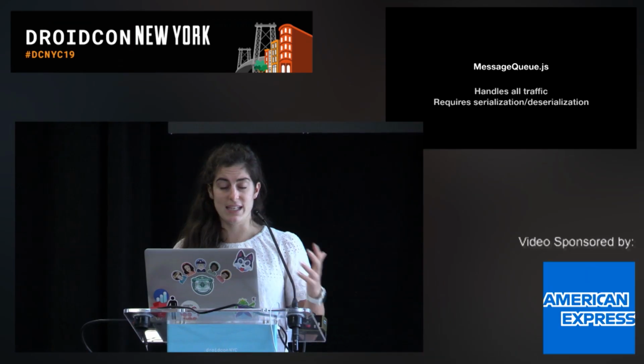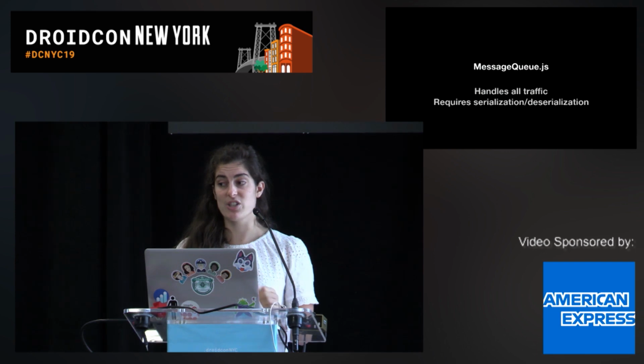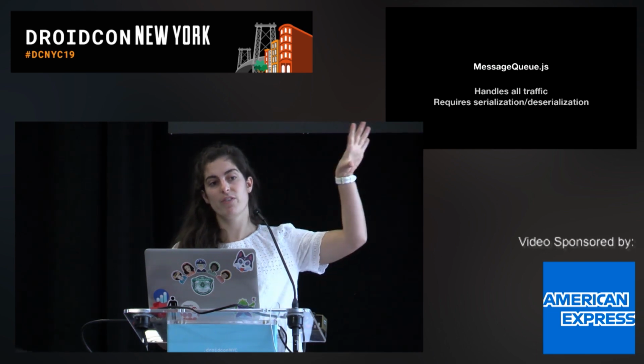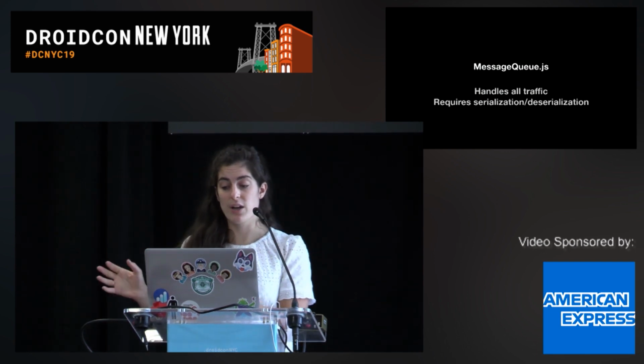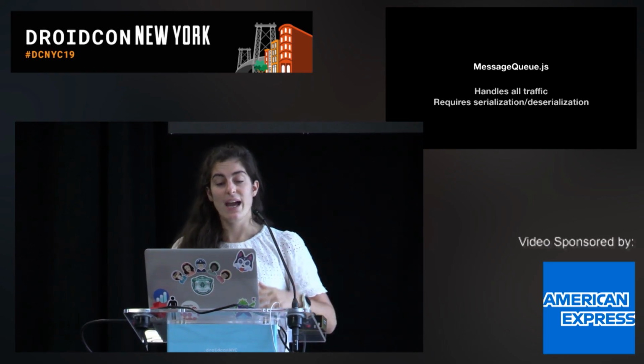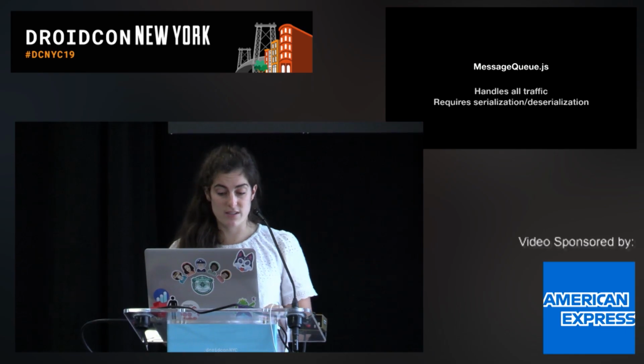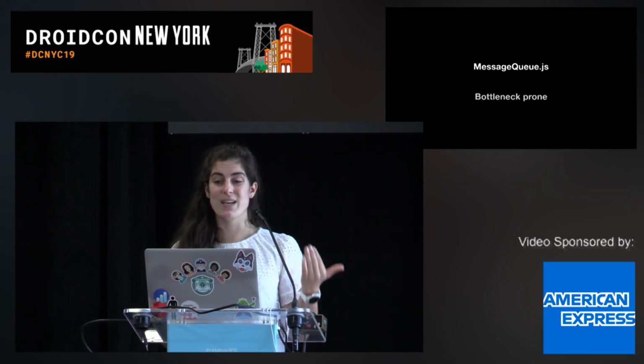But there's a good reason for the fact that it needs to exist, which is that it handles all the traffic. The problem is that it needs to also handle serialization and deserialization, because we're going from these JavaScript derivatives to things that are not JavaScript derivatives, and they need to share some common way to communicate. And so they need to be deserialized and serialized on either end of this queue, and that takes time, which means that this can become a bottleneck pretty quickly.